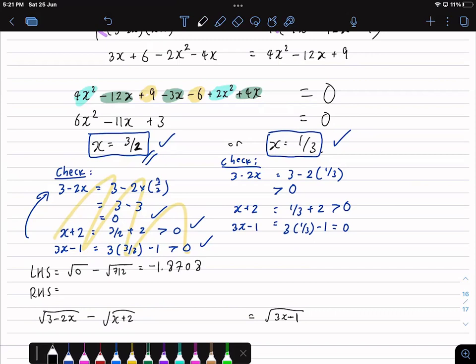How about the right-hand side? We have square root 3x minus 1. We already figured out 3x minus 1 is 3 times 3 over 2 minus 1, which is 7 over 2. Which is positive 1.8708. Do they equal each other? Are they equal?